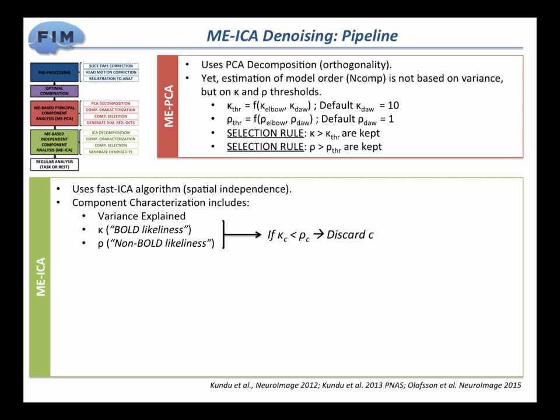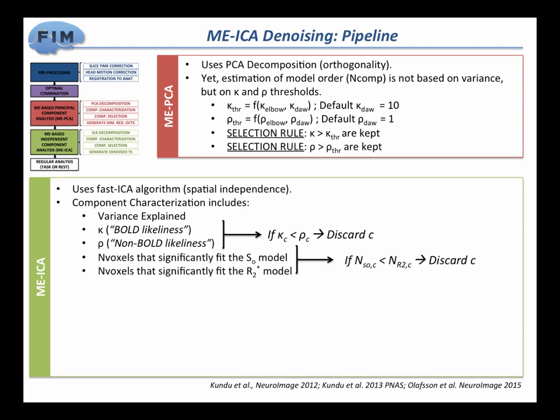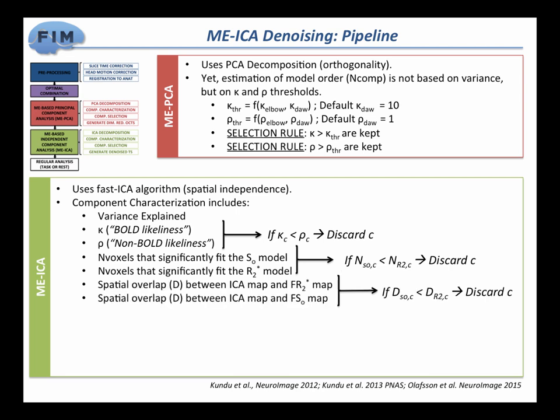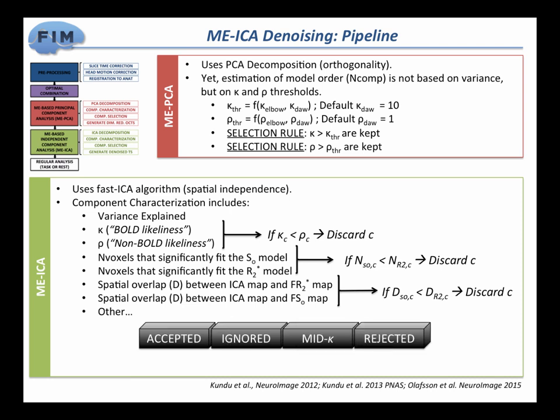It looks at the kappa as a metric of BOLD-likeliness. It looks at the rho as a metric of non-BOLD-likeliness. It looks at the number of voxels in which the flat model or the linear model fit best. As I said, every single voxel is going to have a slightly different fit, but hopefully for something of a given type, there will be more voxels that fit that model very well, and a series of other things.